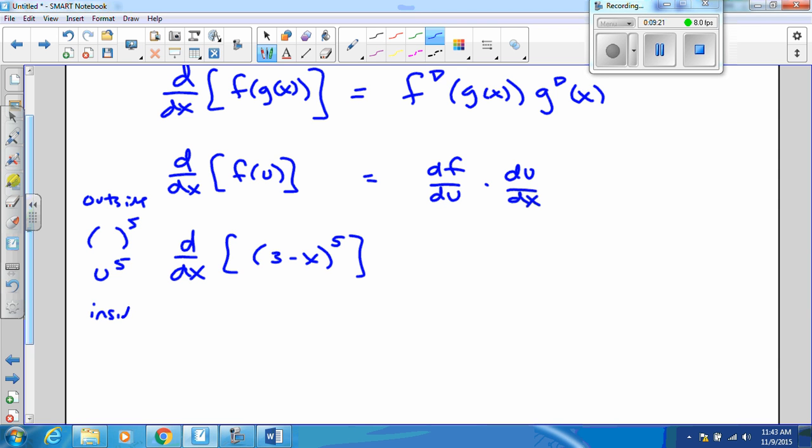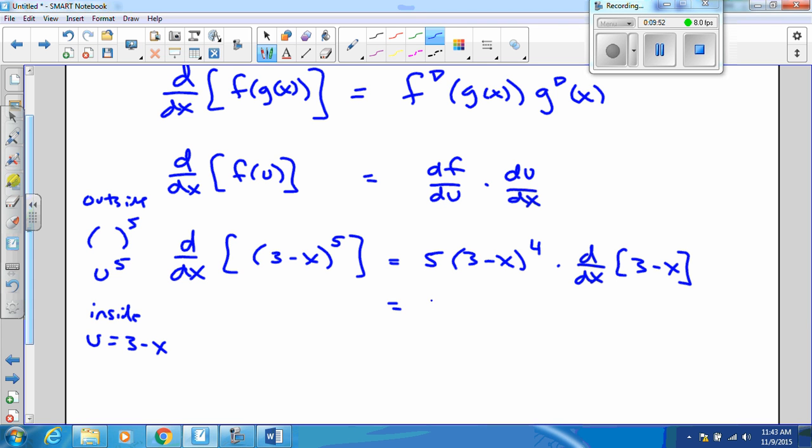And the inside function is 3 minus x. And so now we're going to consider the derivative of the outside times the derivative of the inside. The outside form is splat to the fifth, and so its derivative is splat to the fourth power. Don't touch that inside. Times the derivative of the inside function, which is 3 minus x. And the derivative of 3 minus x is easy. It's negative 1. I can clean all that up.